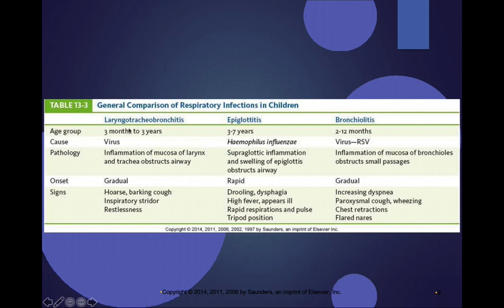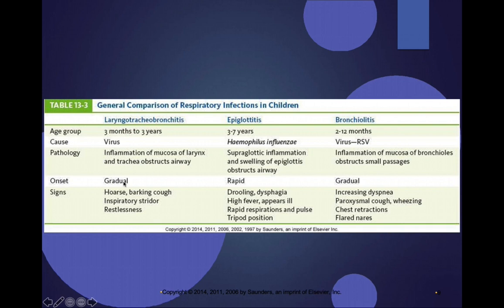So here, we look at the croup, and then we look at epiglottitis, and we compare the two. The croup is anywhere from 3 months to 3 years. The epiglottitis is 3 to 7 years of age. The cause of the laryngotracheobronchitis or croup is the adenovirus or the parainfluenza virus. With epiglottitis, it's Haemophilus influenzae. The pathology with the croup is inflammation of the mucosa and the larynx and the trachea, which can obstruct the airway. And with epiglottitis, it's swelling around the epiglottis region. That too can obstruct the airway.